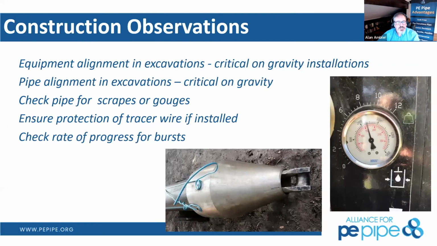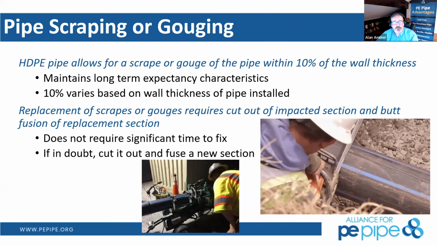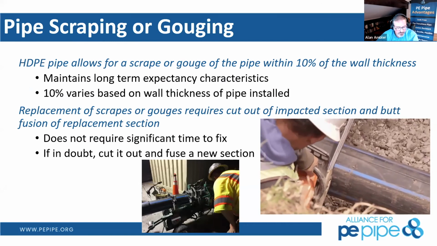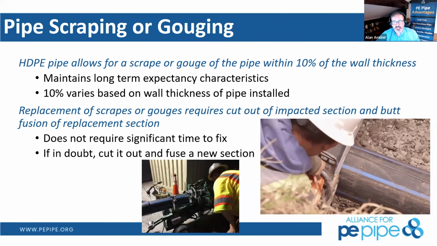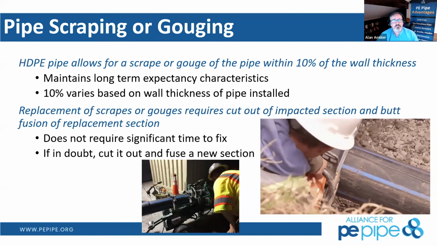So construction observations, we want to monitor the rate of advance of the machinery. That shows whether or not we're going through challenging soil conditions, or maybe hit an unidentified repair clamp or something else of that nature. And then here we get to scrapes and gouges. So there's a 10% allowable gouge with an HDPE. So it's the percentage of the full wall thickness of that pipe.